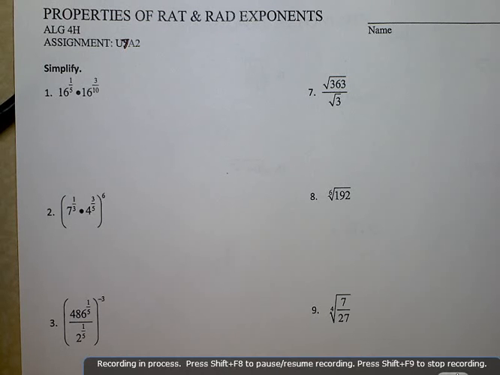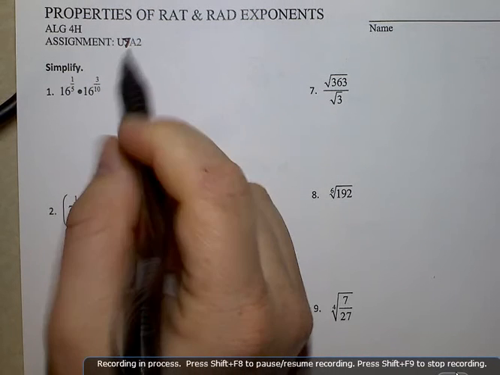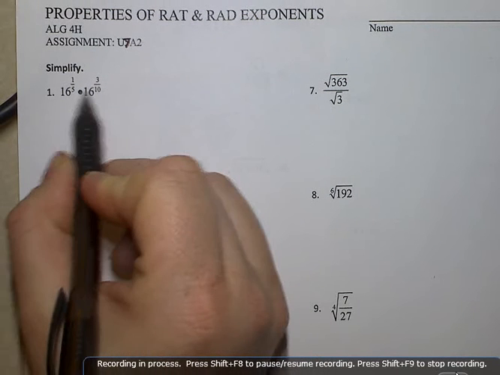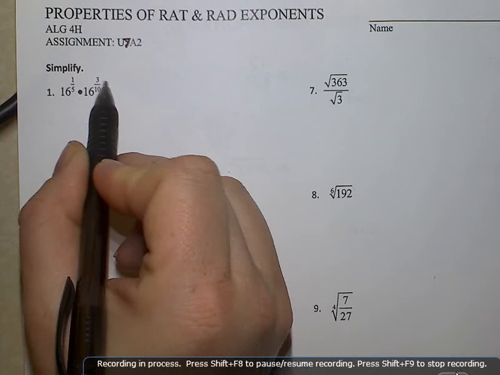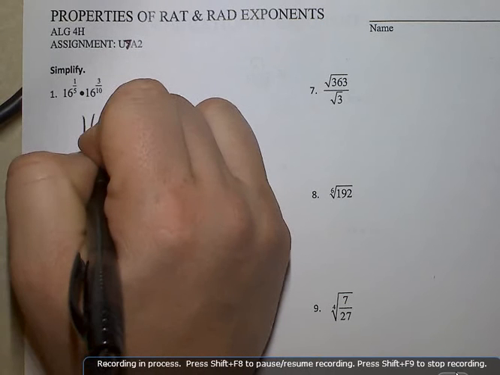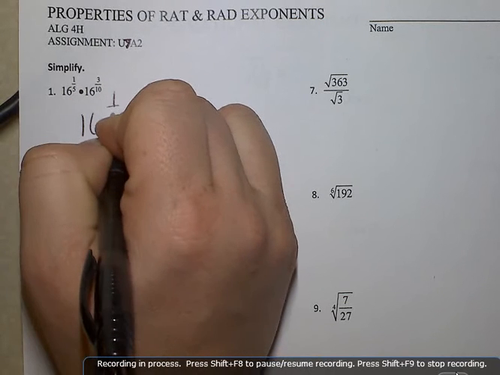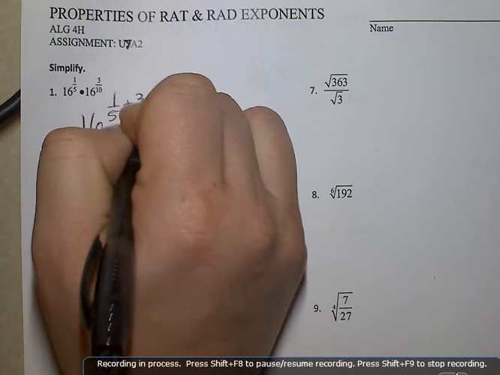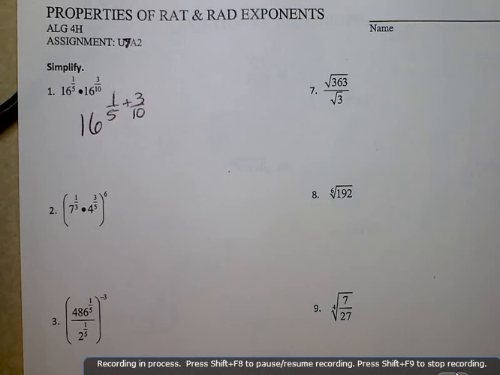Okay, here are the answers to the Unit 7 Assignment 2, Properties of Rational and Radical Exponents. I'm going to go through this fairly quickly, reminding you of the rules. When you have the same base and you're multiplying, you will add the exponents. So this is 16 raised to the 1/5 plus 3/10. And however you want to combine the exponents, go ahead.